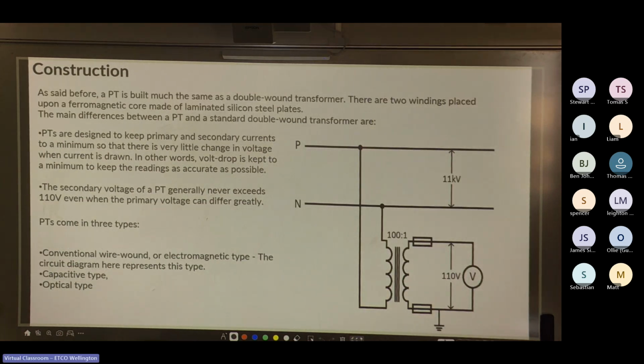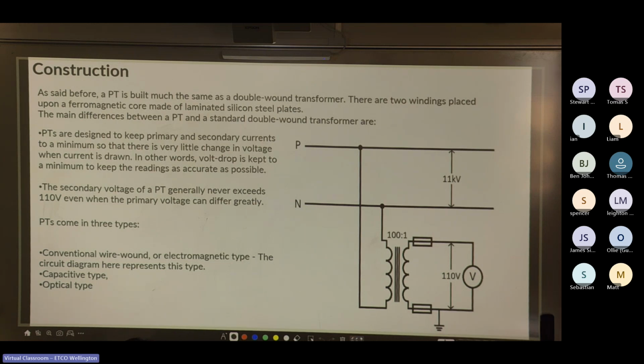So the construction is built much the same as a double wound transformer. There are two windings placed upon a ferromagnetic core made out of laminated silicon steel plates. The main difference between a PT and a standard double wound transformer is that PTs are designed to keep primary and secondary voltage currents to a minimum, so that there is very little change in voltage when current is drawn. In other words, volt drop is kept to a minimum to keep the readings as accurate as possible. The secondary voltage of a PT generally never exceeds 110 volts, even when the primary voltage can differ greatly.